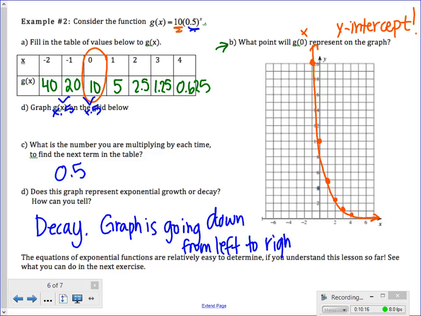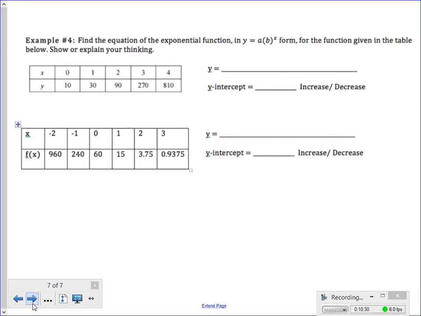All right, excellent. So I've seen a picture of exponential growth. I've seen a picture of exponential decay. It says the equations of exponential functions are relatively easy to determine if you understand this lesson so far. Let's see what we can do in the last exercise. What we're going to be given is a table of values, x, y's, inputs and outputs. We're going to find the equation of the exponential function given the table.